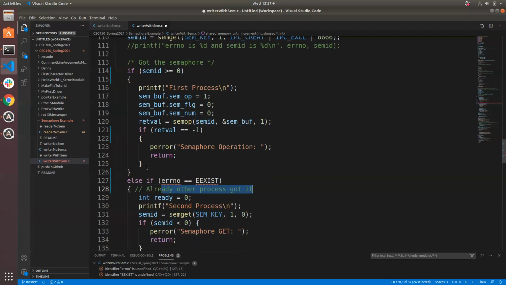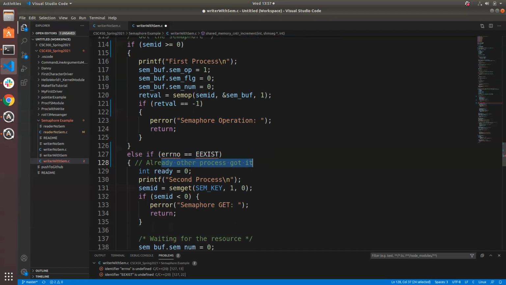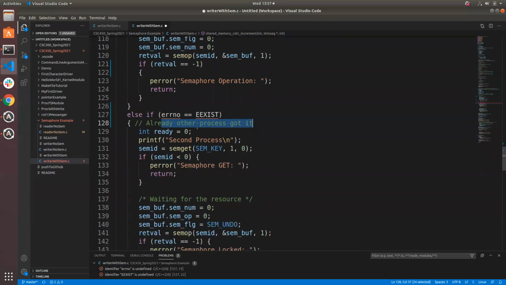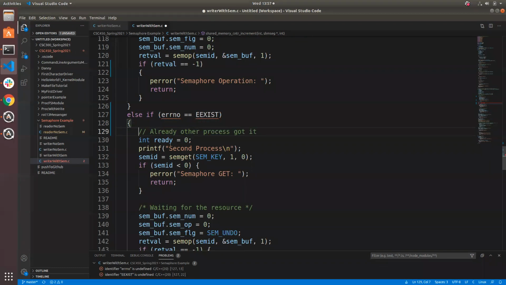All right. So now we'll be on time. Oh, we're okay. This will get us to a good stopping point. So we'll have our error: somebody else already has it. So what are we going to do? We are the other process. We'll spit out that we're the other process. We're going to go ahead and try to get it.